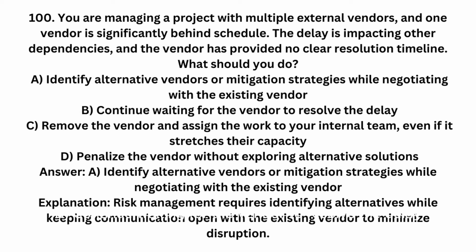B. Continue waiting for the vendor to resolve the delay. C. Remove the vendor and assign the work to your internal team, even if it stretches their capacity. D. Penalize the vendor without exploring alternative solutions. Answer: Identify alternative vendors or mitigation strategies while negotiating with the existing vendor. Explanation: risk management requires identifying alternatives while keeping communication open with the existing vendor to minimize disruption.